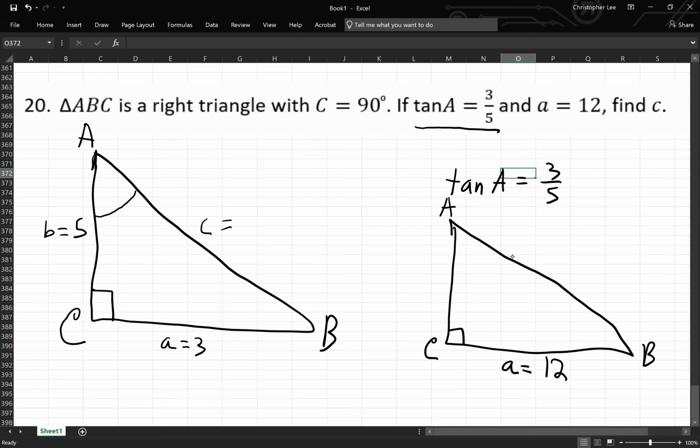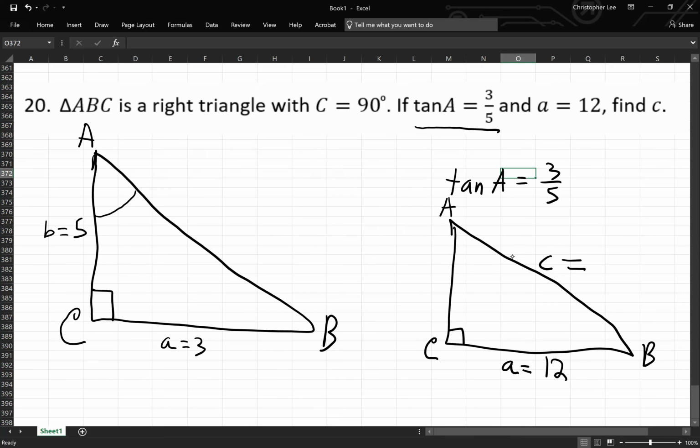But let me be clear about something. I'm going to erase this C right here. This is the C that I'm looking for in this second triangle, the smaller one. So we already know 3 and 5, we can find the other. That's the whole purpose.